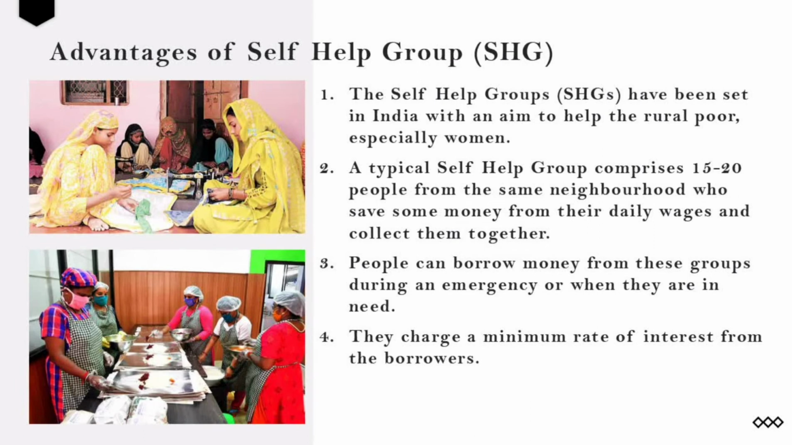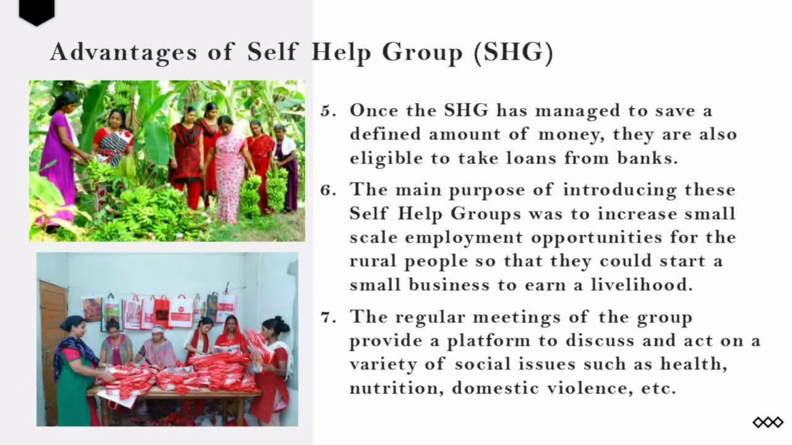So these self-help groups especially help the poor people and the women to start up their own businesses, small scale industries or MSMEs, or in the agricultural sector. So they will help them to start their own business or their own way of income, so that they will be financially independent. And once the SHGs have managed to save a defined amount of money, they are also eligible to take loans from banks without collateral.